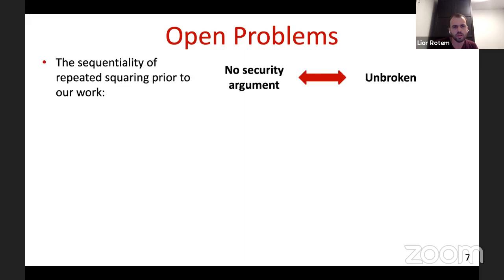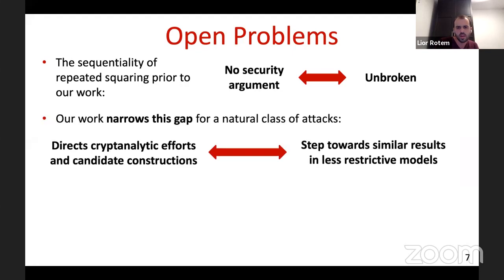So prior to our work, the landscape regarding the sequentiality of repeated squaring seemed something like this. On the one hand, there was no formal security argument, but on the other hand, the assumption remained essentially unbroken for 2.5 decades. And what we do is we somewhat narrow this gap for a certain class of attacks, namely for generic attacks. So obviously not all algorithms are generic, but this is a rather natural class.